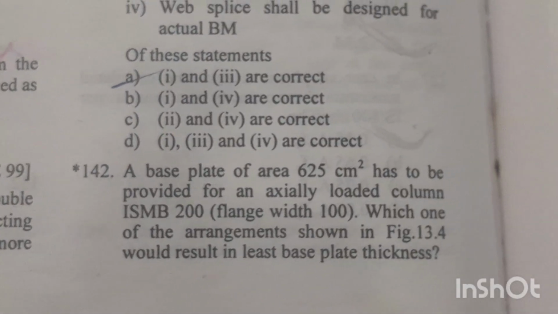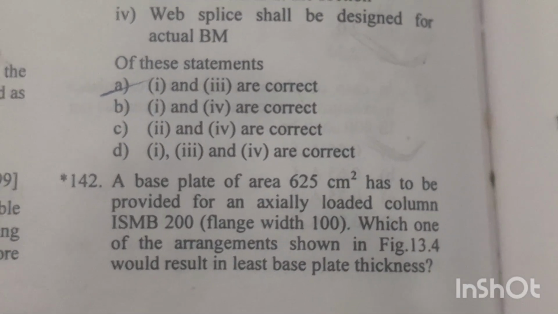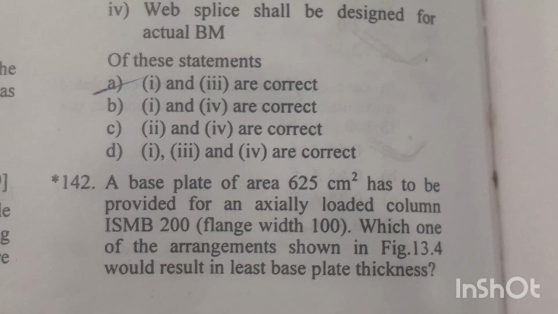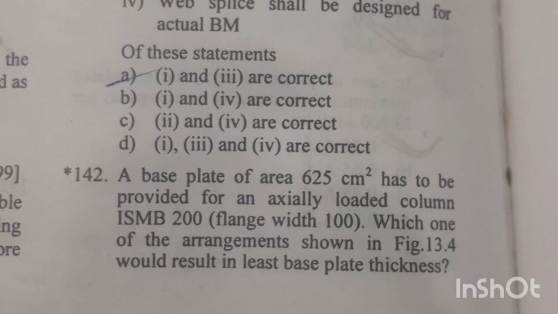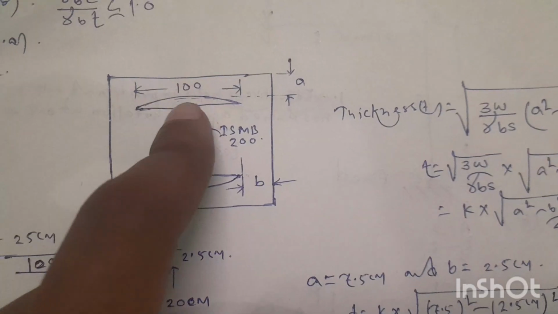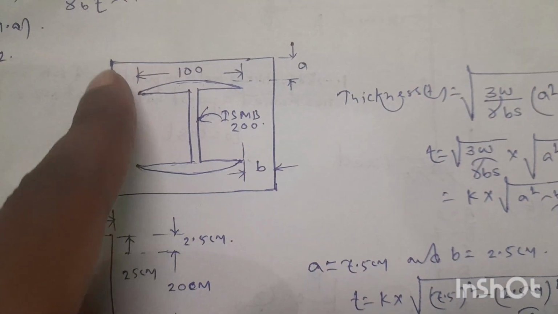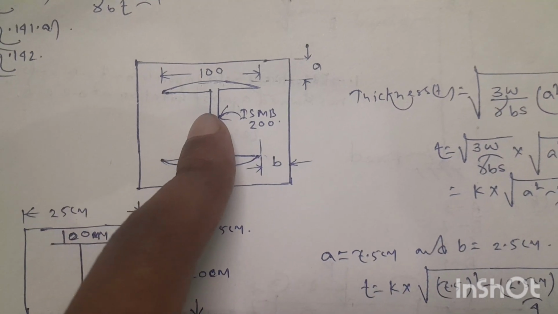Question number 142. A base plate of area 625 cm square has to be provided for an axially loaded column ISMB 200 with flange width 100. Which one of the following arrangements shown in the figure 13.4 would result in least base plate thickness? Look, suppose this is the base plate. Over the slab base, base plate is provided and the column is standing.